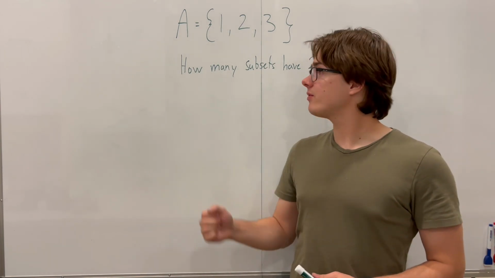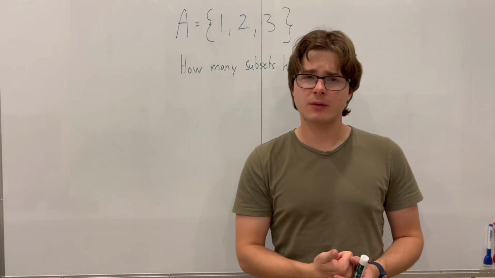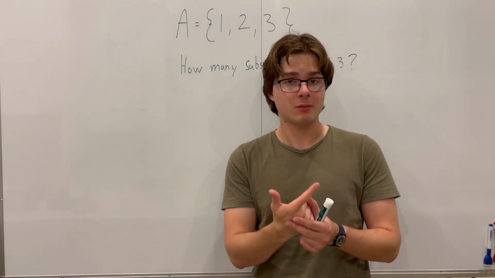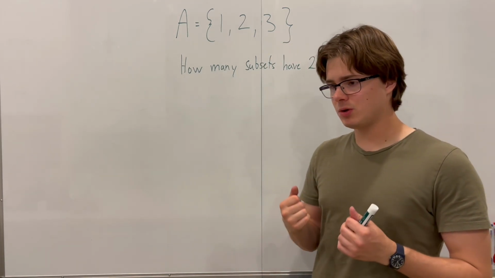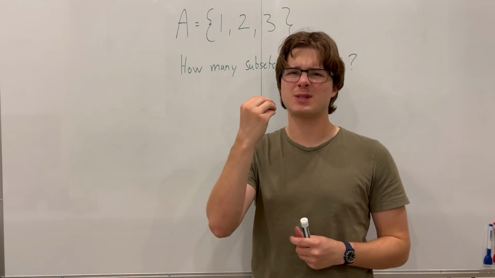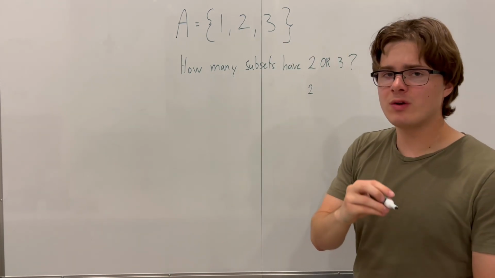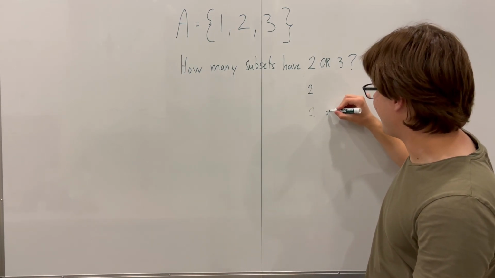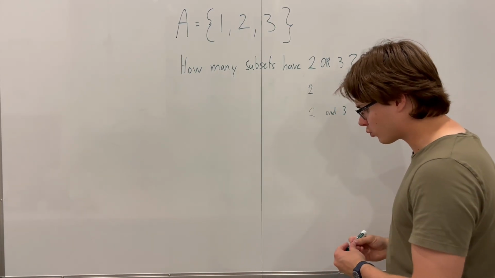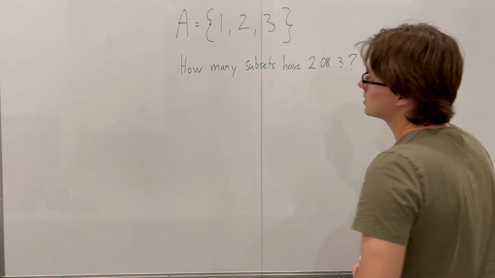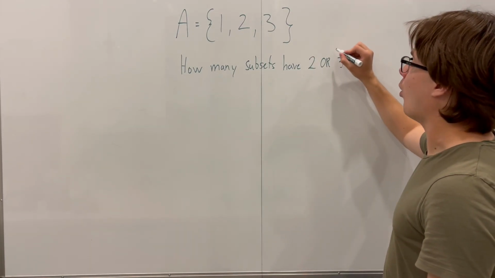Okay, so with this set, we've already seen how you would compute the total number of subsets, how you would compute the number of subsets with a specific number of elements in them, and how you would compute the number of subsets that have a specific element. For example, we did how many of them have just 2. We've done how many of them have 2 and 3. So the only thing really left to look at with this set is how many subsets have 2 or 3.